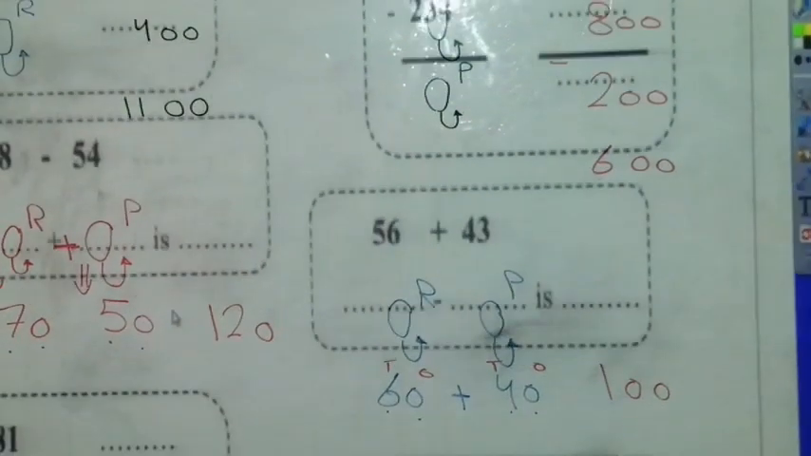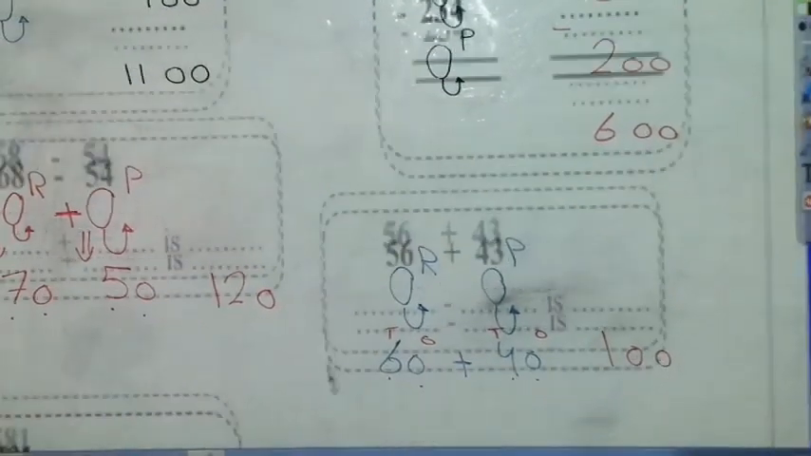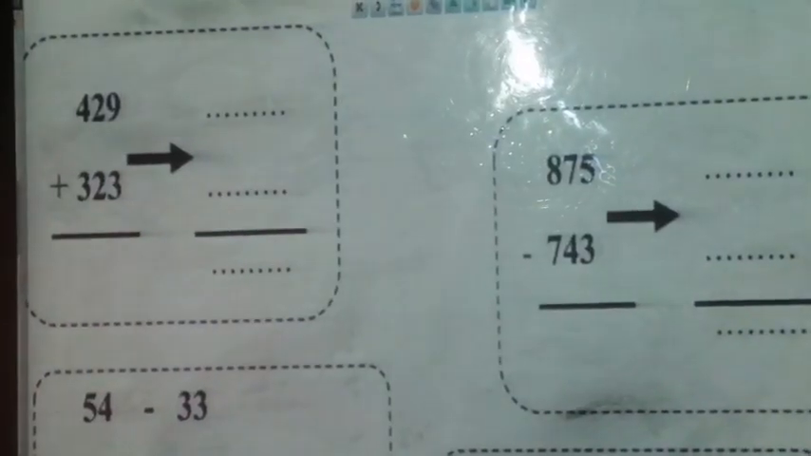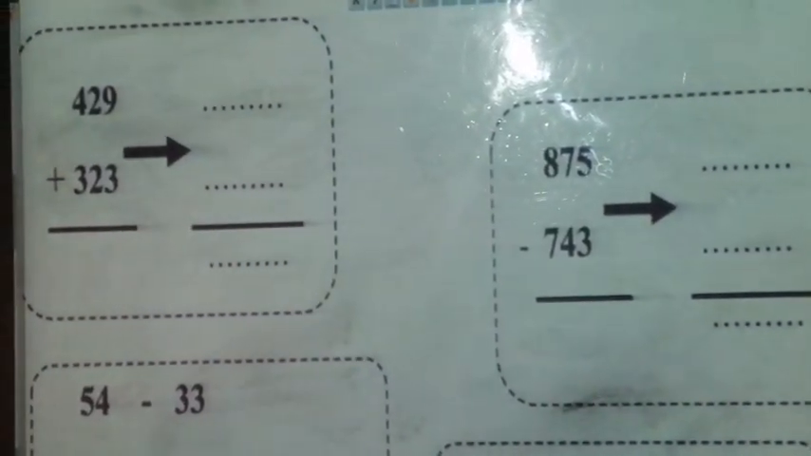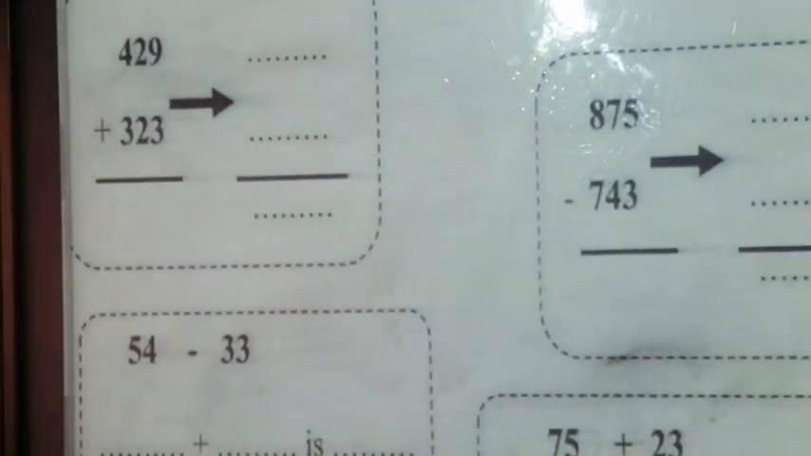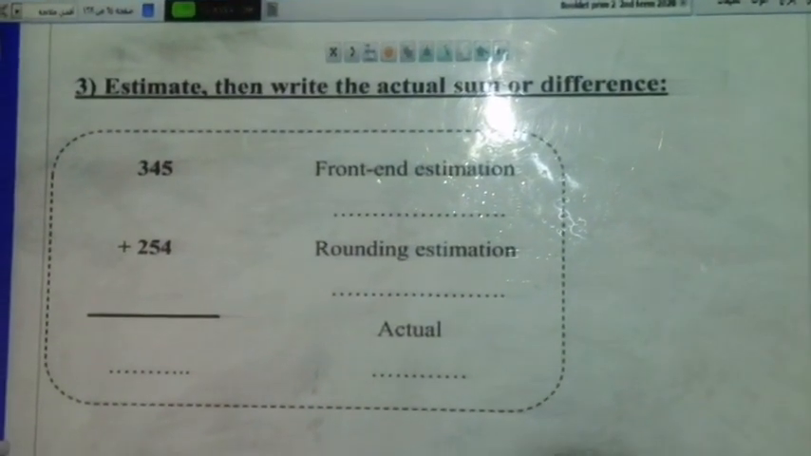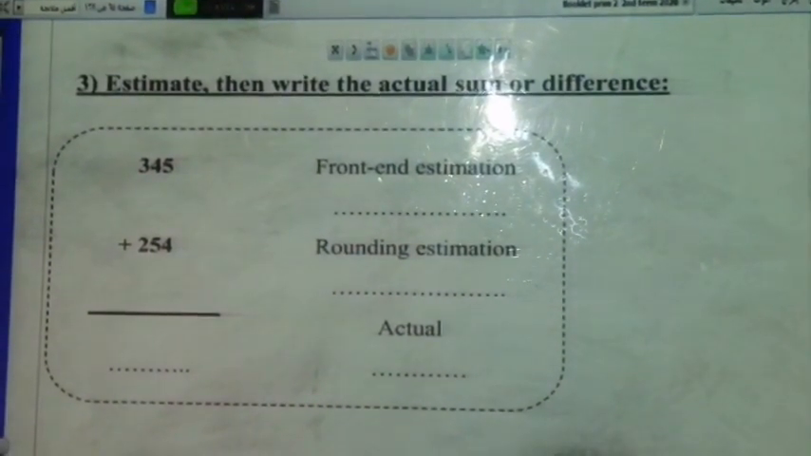Complete the page as homework. Page 64 is homework. Now open page 65, number 3. Exercise number 3: estimate, then write the actual sum or difference.